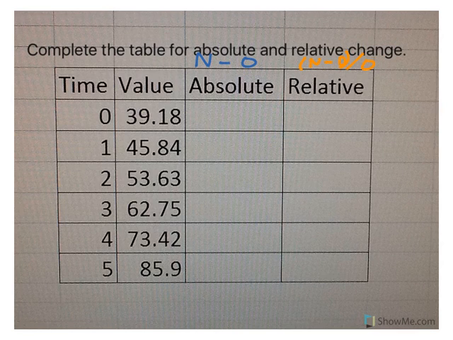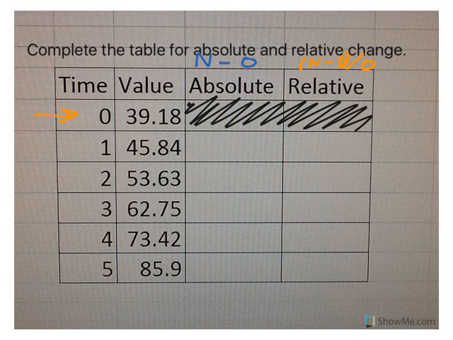So for time of 0, we can't find an absolute and relative change because we don't have an old value. The 0 would be considered the new value. So these two here are non-existent. There is no old, so you're good. So in order to find the absolute change for this one here, I'm going to mark it here in pink. To find this value, here's my new value, here's my old value.